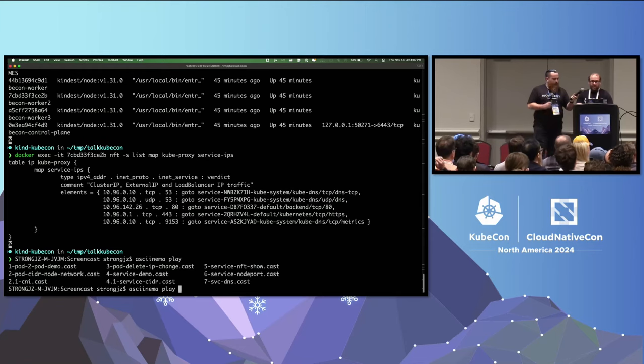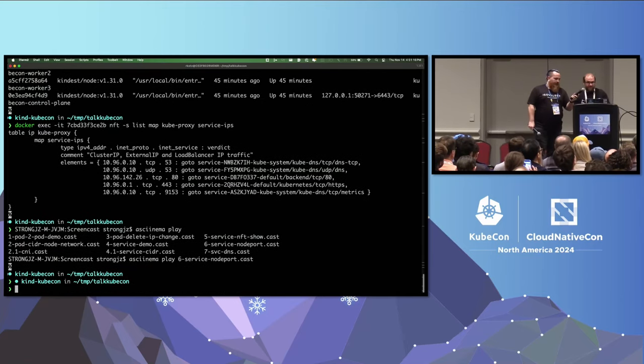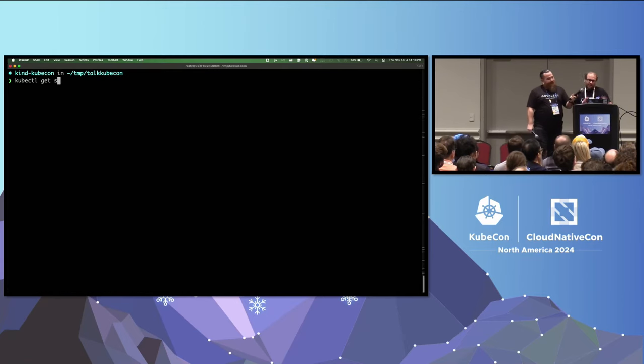Okay. If I show node port, it's gonna break because I forgot to fix. Do you wanna see it breaking? Shame. Okay, sorry. So just showing how node port works, I think that we still have time. Yeah, we're good. Okay, cool.